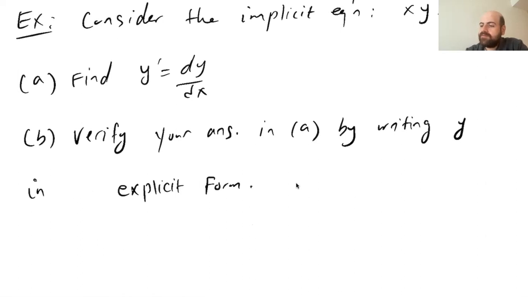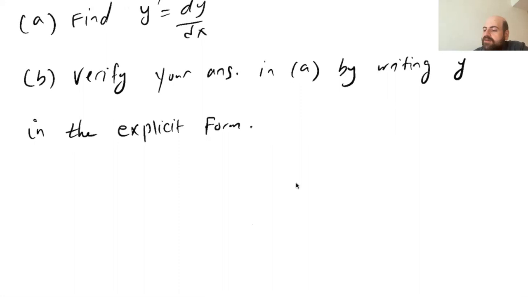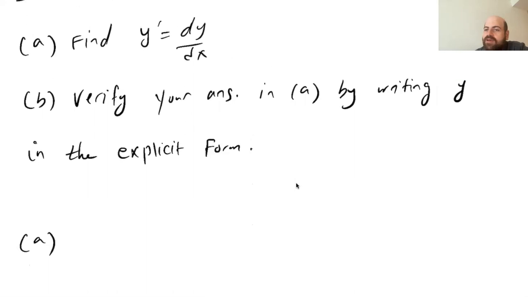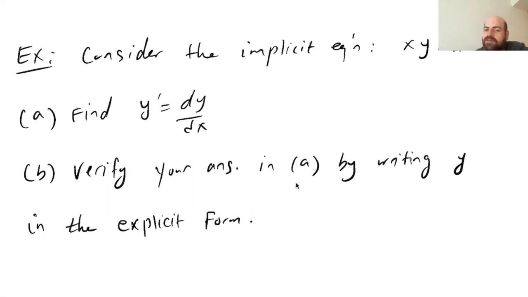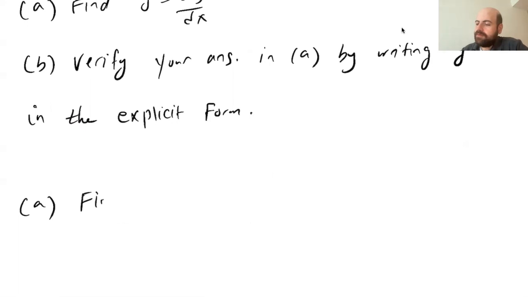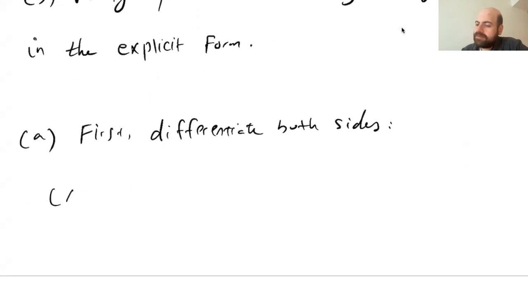I say the explicit form because it's just one form, y equals a function of x. So how can I find y prime or dy over dx? The recipe tells us that if we have an implicit equation, to find y prime or dy over dx, first we have to differentiate both sides. Then we get the derivative of xy equals the derivative of 1.